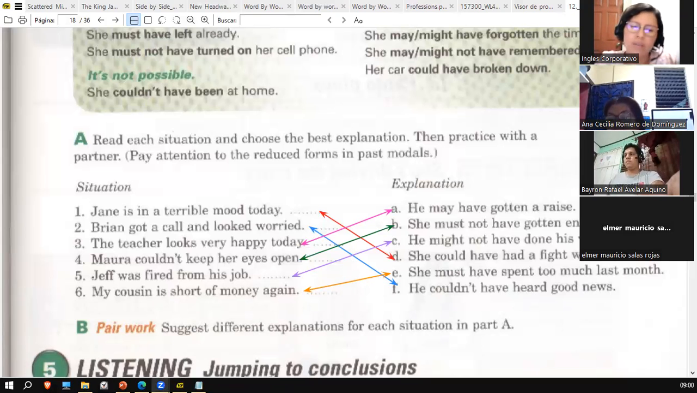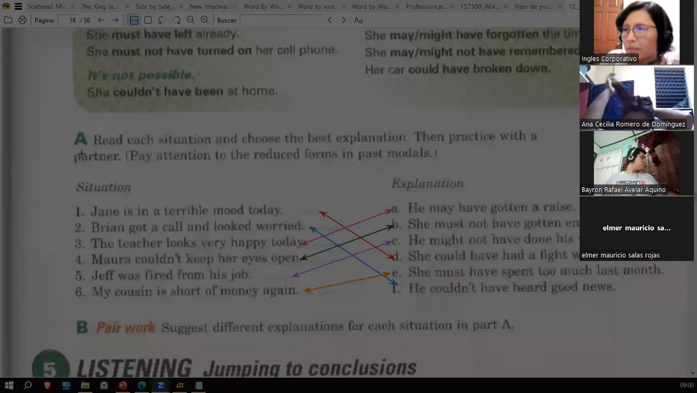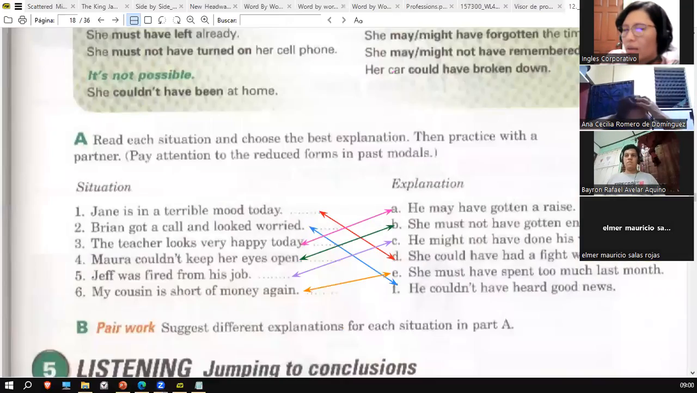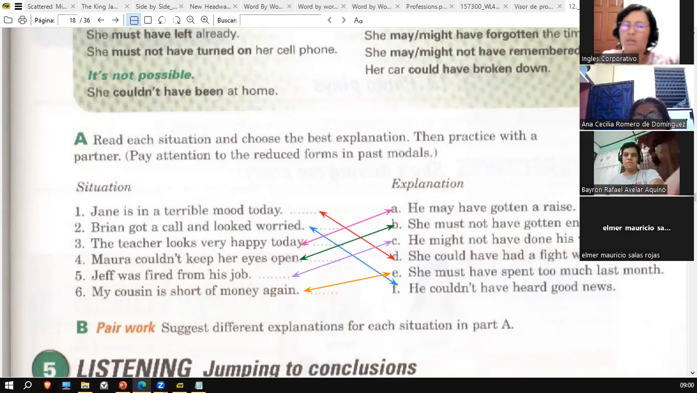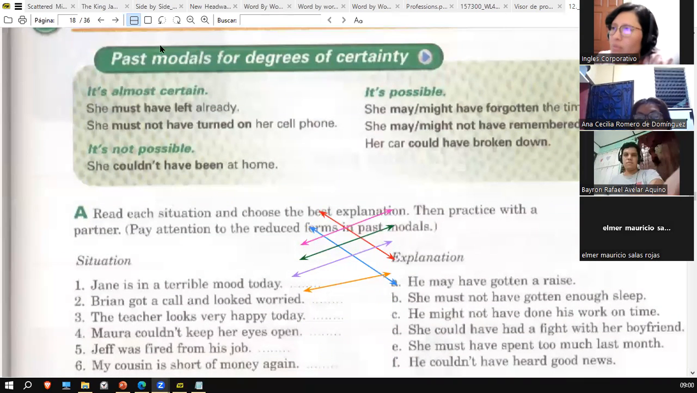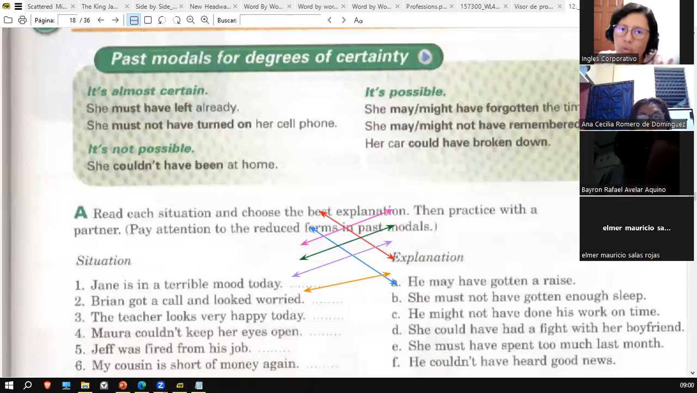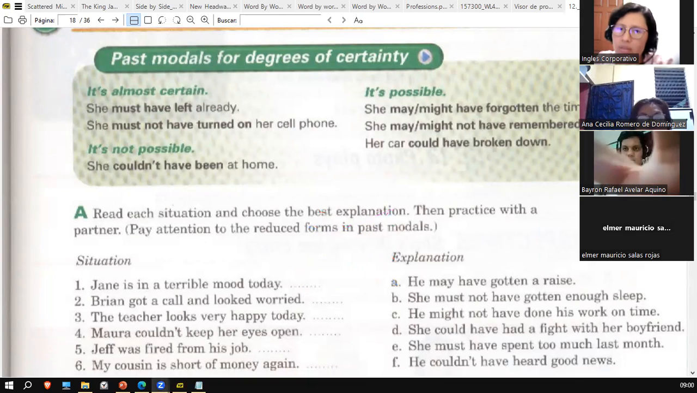So as you could see, este es otro contexto, chicos, en el que nosotros podemos usar, ¿verdad?, los modals. Entonces, cuando estamos hablando de algo y queremos dar una posible explicación, a possible explanation, right? So, we can use them. Y como ustedes pueden ver acá, son four degrees of certainty. O sea, me ayudan a dar una explicación de acuerdo al nivel de certeza que yo pueda tener. ¿Verdad? Entonces, I'm going to stop here.